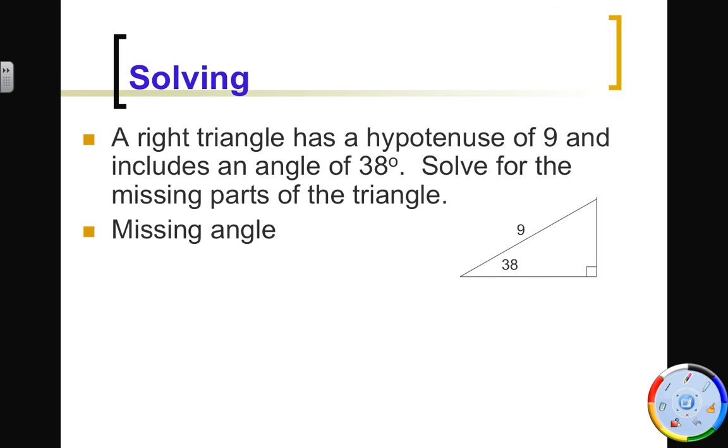So the missing angle, that's the easy one. Most of you could probably do this in your head. It's just 90 minus 38. It's whatever finishes out the 180 degrees for a triangle. So that gets to 52.